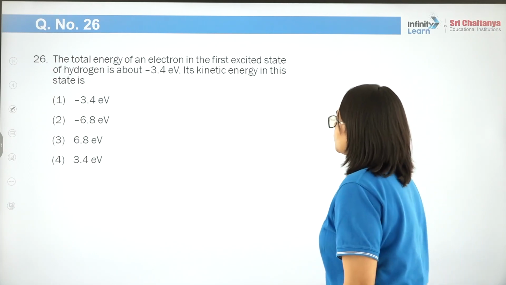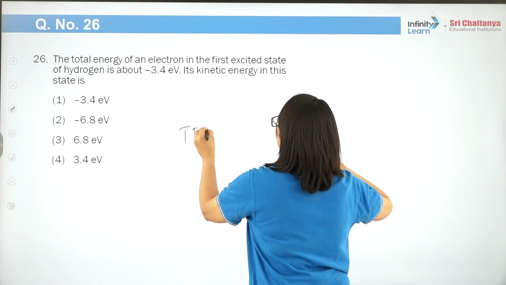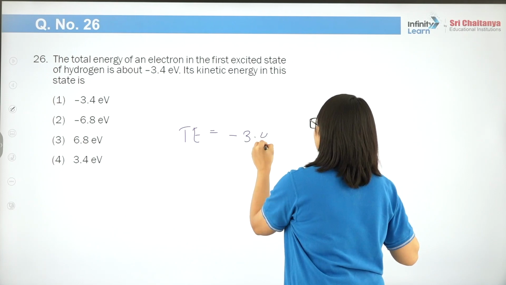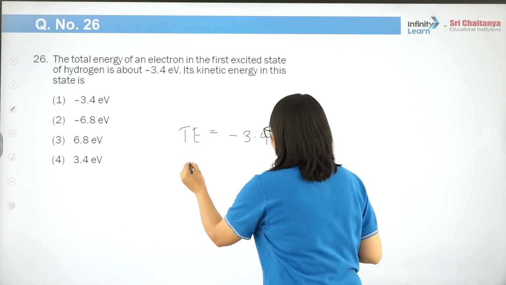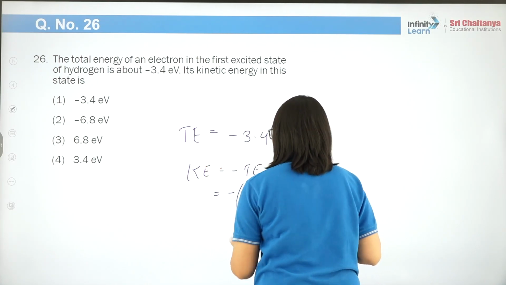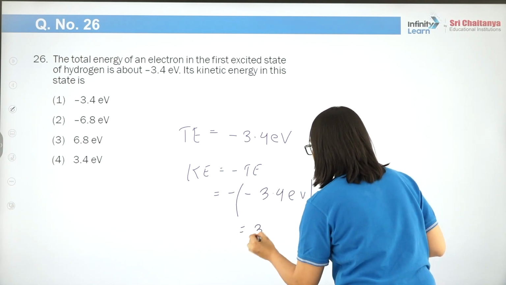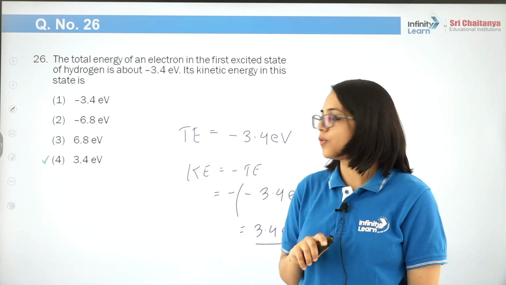Next is question number 26. We have the total energy of an electron in the first excited state of the hydrogen atom as minus 3.4 electron volt. Its kinetic energy in this state is. So kinetic energy is minus of total energy, minus of minus 3.4 electron volts. So this will be 3.4 electron volts. So the correct answer is option 4.